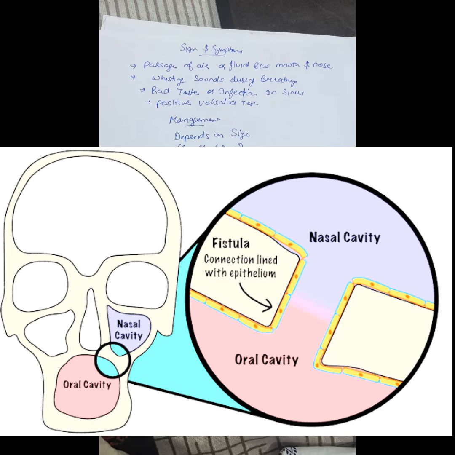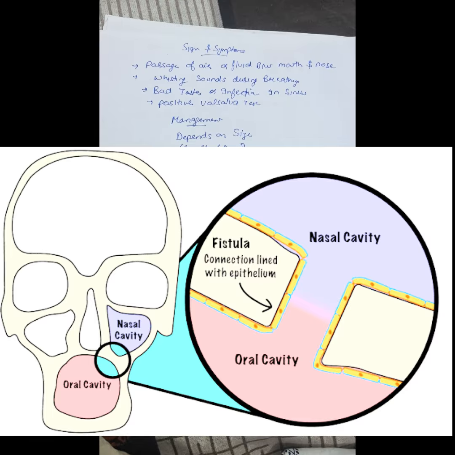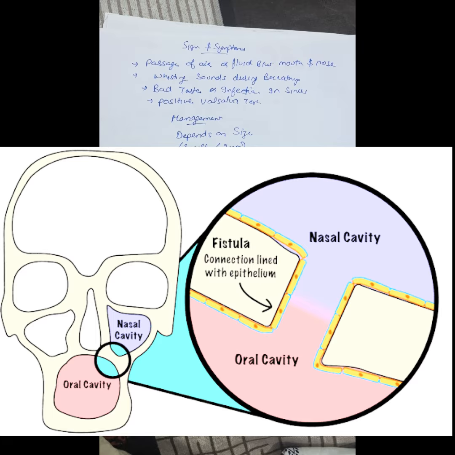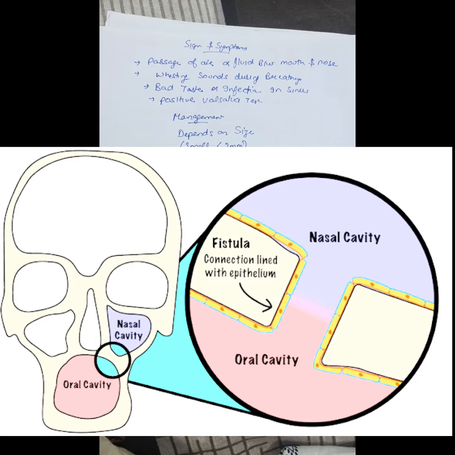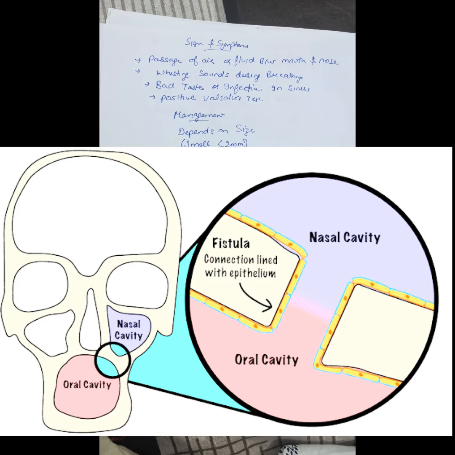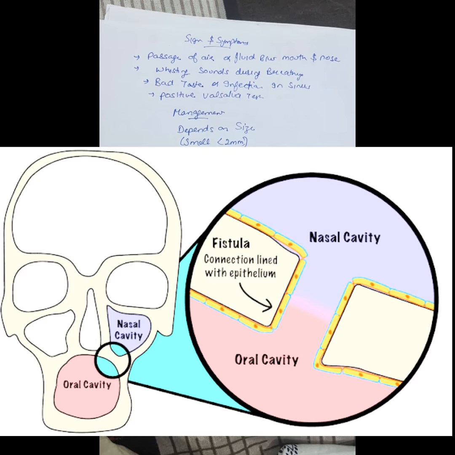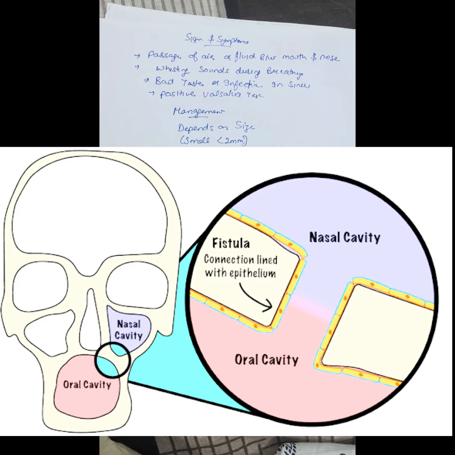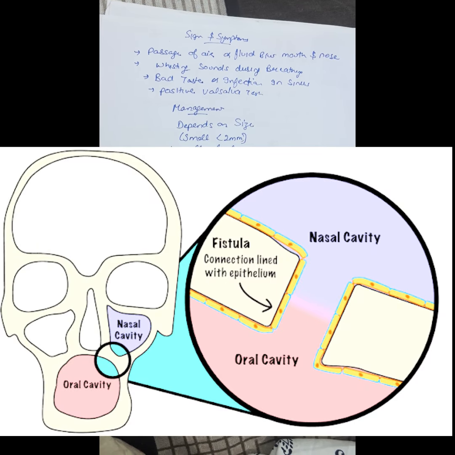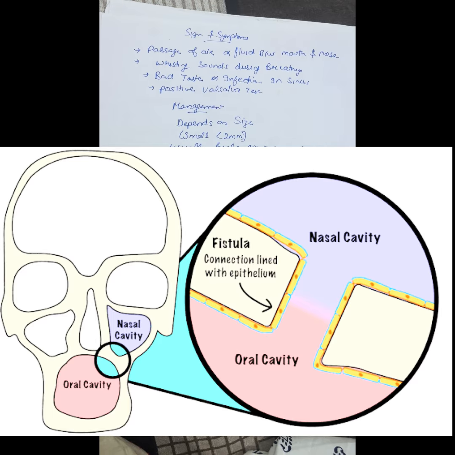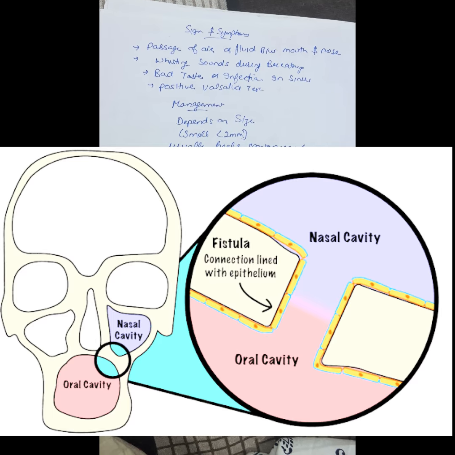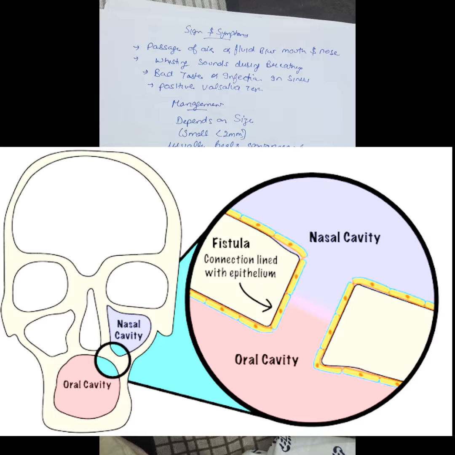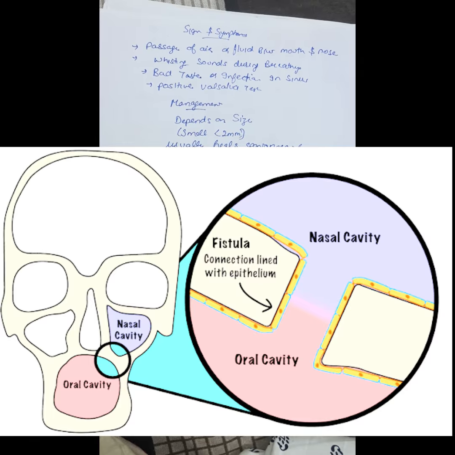What is the management? It depends on the size. If it is smaller than 2 mm, usually it heals spontaneously. If it is medium size, usually 2 to 6 mm, we can do primary closure with suture. If it is greater than 6 mm, surgical closure using a flap technique. What are the complications of oroantral communication? Oroantral fistula and chronic maxillary sinusitis.